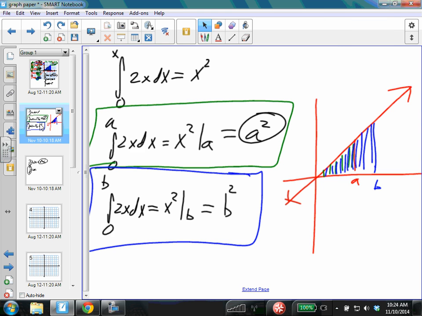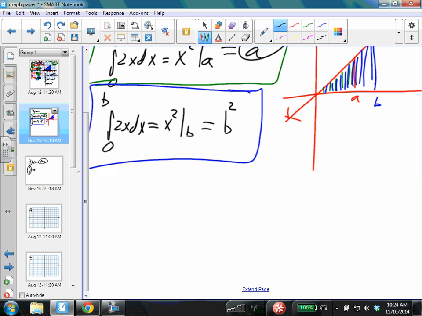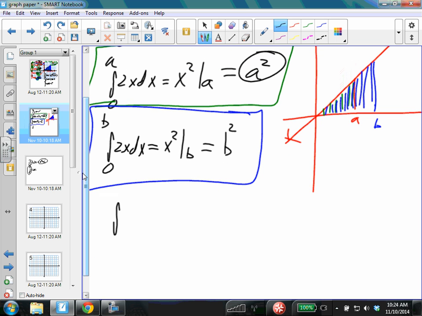Now this is where our integral properties come in handy. Notice this only tells us about the area from 0 to a and from 0 to b, but what if I wanted something crazy like this? What if I wanted to know the area from a to b? How could I get the area just from a to b? Well, it would change my shape if I did that.